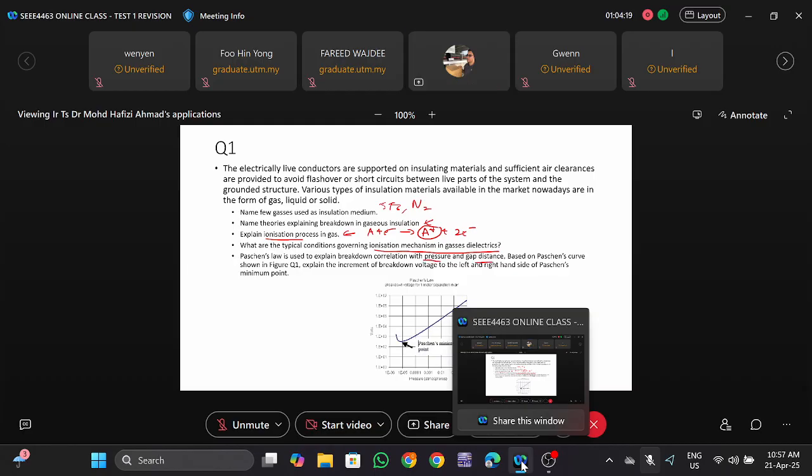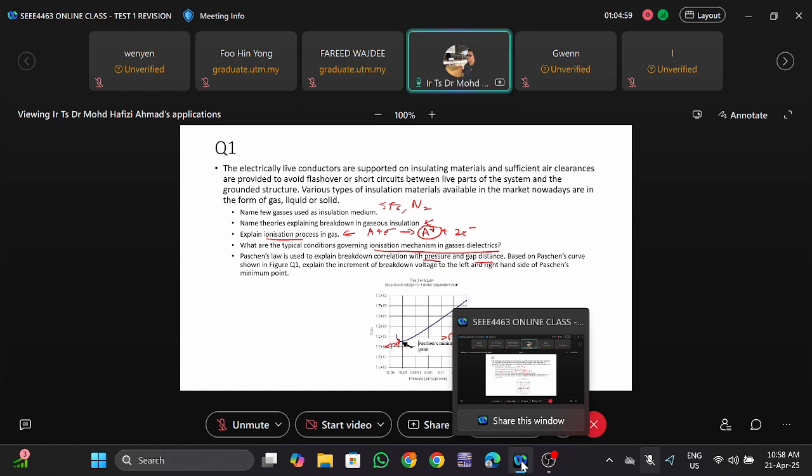So based on Paschen's curve shown in this, explain the increment of breakdown to the left. So to the left we have lower PD, to the right we have higher P and D. Okay, so we have low pressure. So when we have low pressure, so we have lesser gas atoms, then we have less ionizations. So when we have less ionization, so we need to increase our voltage. So when we increase our voltage, then we have more kinetic energy, then it can cause breakdown. So that's why the voltage is higher, because we need to increase more voltage.